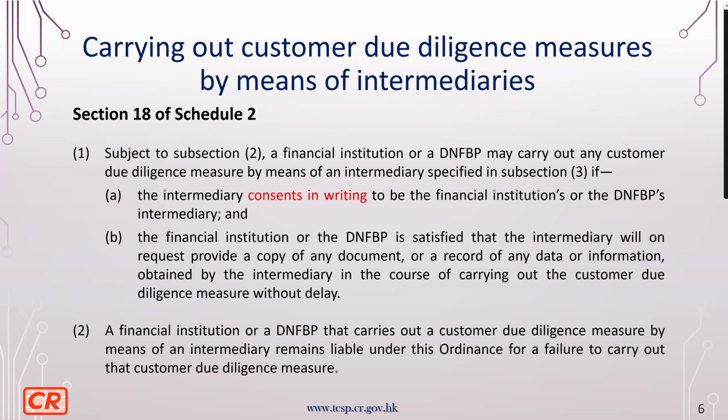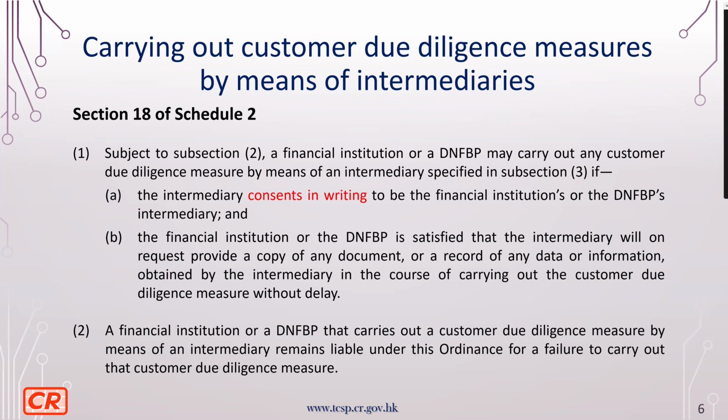Subject to the requirements set out in Section 18 of Schedule 2 to the MLO, licensees may carry out CDD measures required under the MLO by means of an intermediary specified in Section 18, Subsection 3 of Schedule 2. Please note that the conditions under Section 18, Subsection 1 of Schedule 2 for reliance on intermediaries to carry out CDD measures include that the intermediary needs to give consent in writing to be your intermediary.